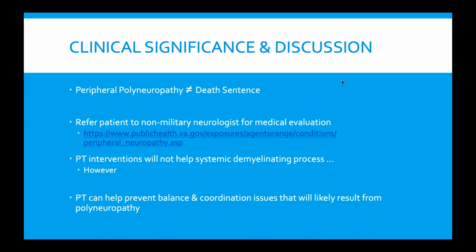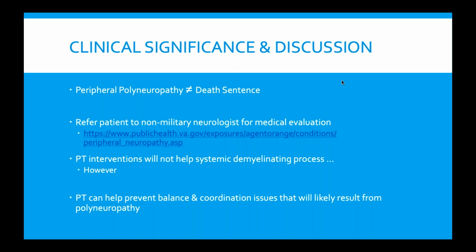So what does this mean for physical therapy? Again, obviously, it doesn't mean that there's nothing that we can do. We tend to focus on patients with orthopedic or neuromuscular injuries: how can we improve the treatment of this patient? What can we do to help this patient's neuropathy? And in cases of people with polyneuropathy, PT can't really fix the neuropathy. Physical therapy is not going to help a systemic demyelinating condition.